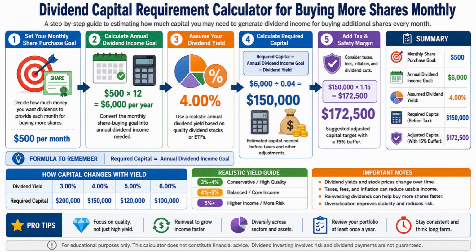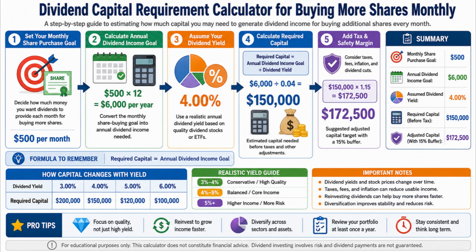Furthermore, review the portfolio at least once every year. Monitor dividend payments, evaluate company performance, check whether the income target is being achieved, and rebalance the portfolio when necessary. Staying consistent and maintaining a long-term approach can be more effective than frequently changing the strategy in response to short-term market movements.